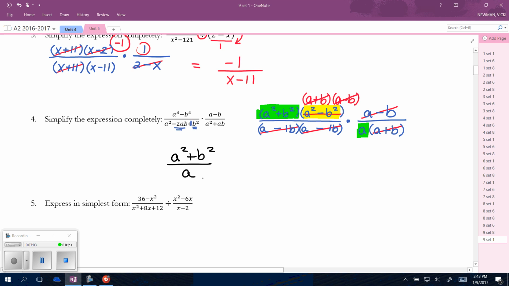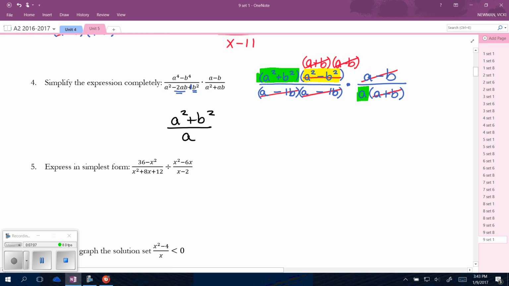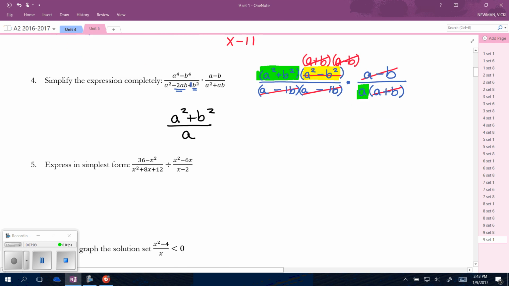No, you cannot cancel an a. No, you may not. Do not do it. It is wrong. Again, you could go ahead and use your calculator to store values. Check that the original is equivalent to the expression you got as an answer.